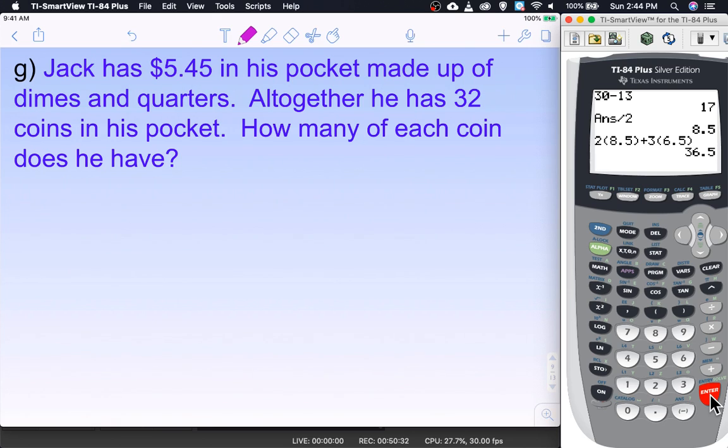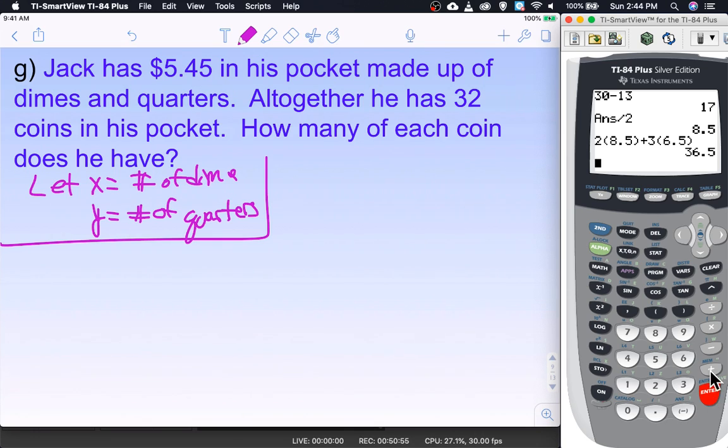Okay, so hopefully you defined your variables first. Let x equal the number of, because we know the value of the coins, we need the number of each coin, so number of dimes. And y is the number of quarters. Okay, so there's my variables.